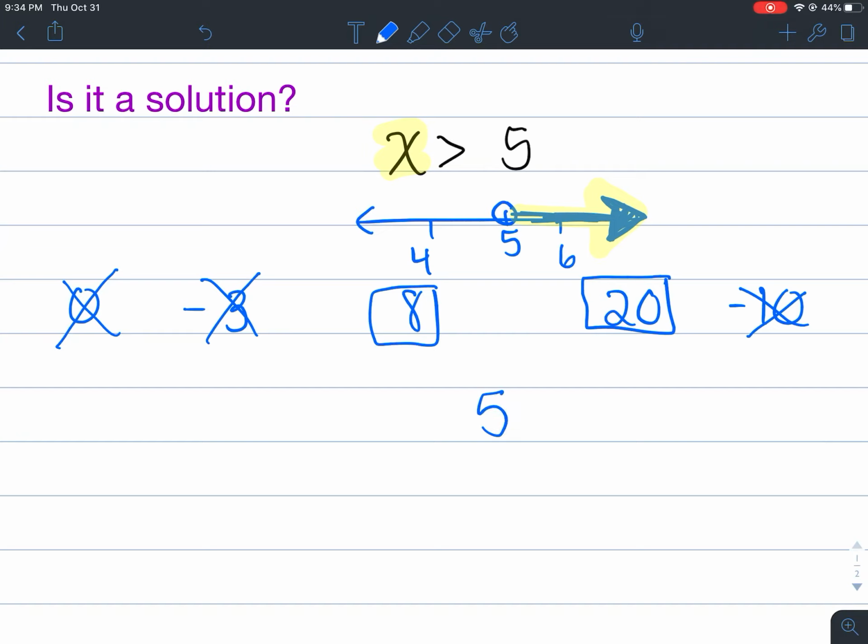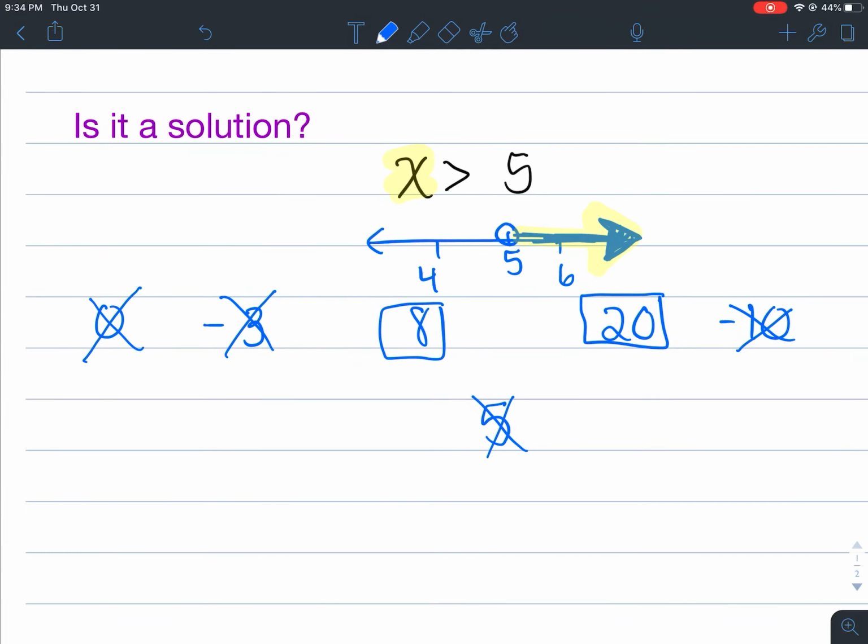If there was a 5, you'd be tempted to pick it, but then you would remember, the x has to be greater than 5. So keep that in mind when you're doing these checks for if it's a solution or not, and you'll have some like that on your quiz review.